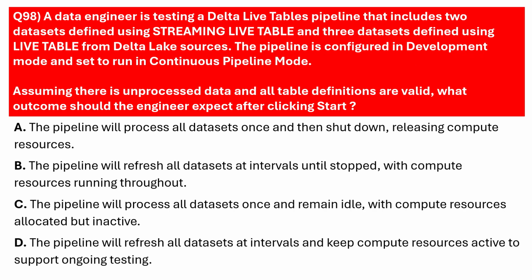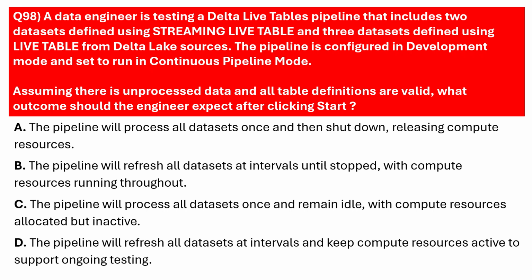Q98. A data engineer is testing a Delta Live Tables pipeline that includes 2 datasets defined using Streaming Live Table and 3 datasets defined using Live Table from Delta Lake sources. The pipeline is configured in development mode and set to run in continuous pipeline mode. Assuming there is unprocessed data and all table definitions are valid, what outcome should the engineer expect after clicking Start?